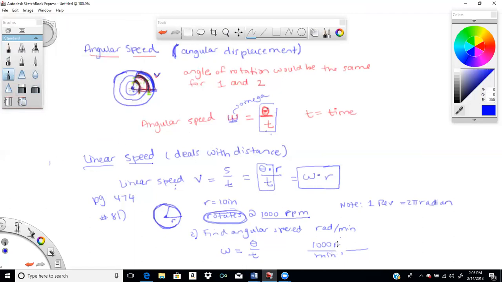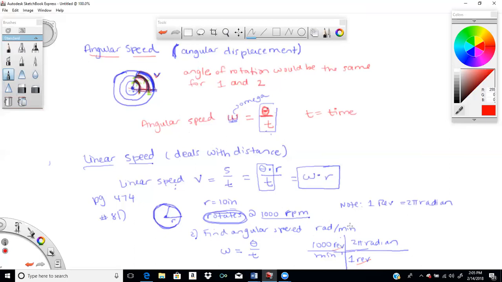All right, so that's revolution per minute. Okay, and so 1 revolution is equal to 2 pi radian. See how I did that? I did that so that the revolutions would cancel. So the revolutions cancel, and that's going to leave us with radian per minute, and we need to be in radian per minute.